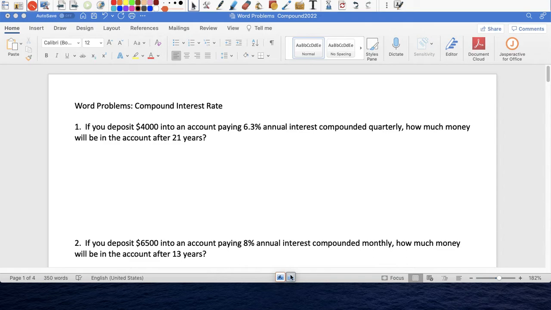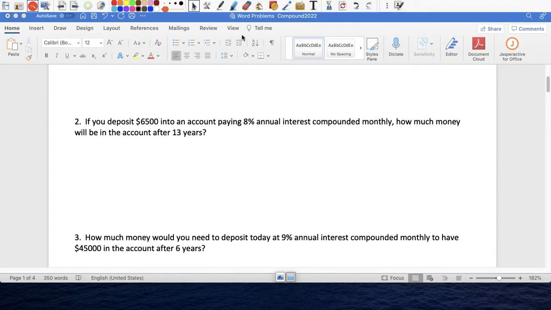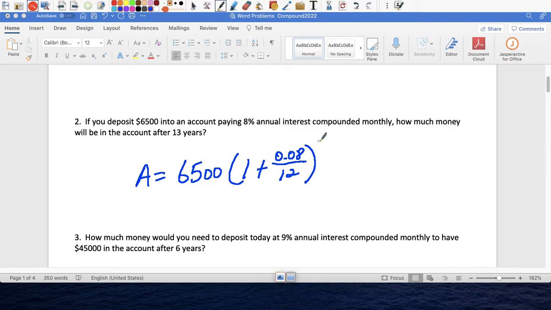And we're going to repeat the process quite a few times. Same thing here. So we're depositing 6,500. 1 plus 0.08 compounded monthly, so we're going to divide that by 12. Over here it's going to be n times t, right? The number of times compounded times the number of years, so it's 12 times 13. 12 times 13 is 156. So this is what we're working with.